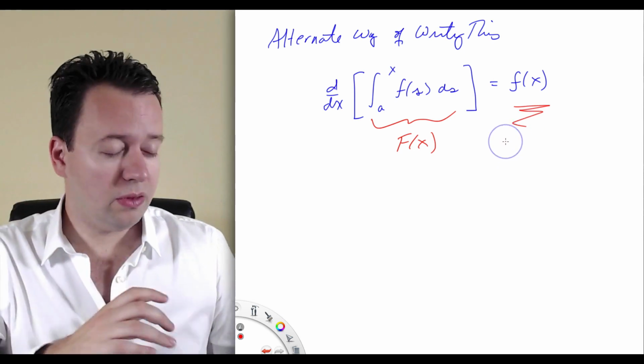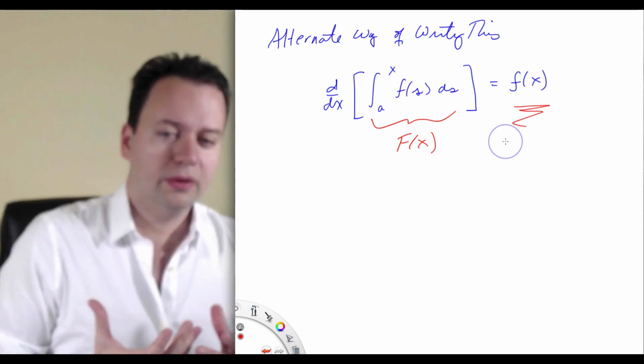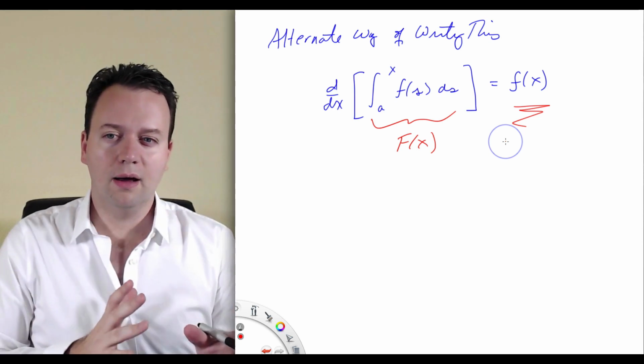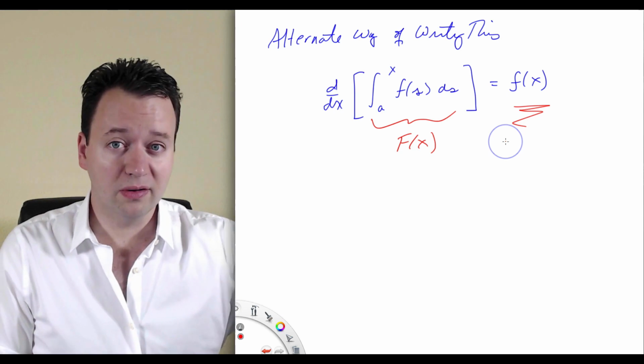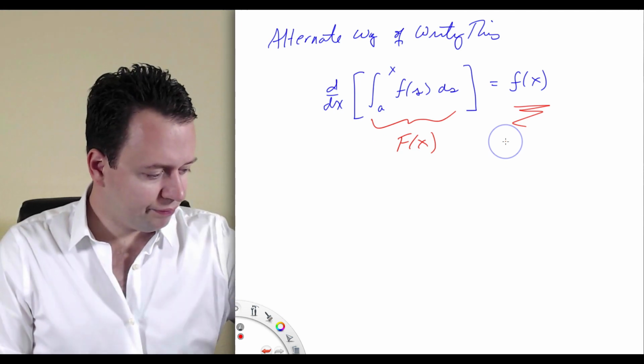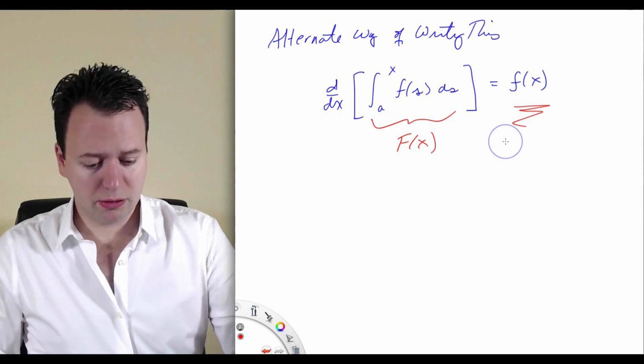So the second fundamental theorem of calculus really gives us an alternate way of expressing antiderivatives, and it's useful in a variety of situations. So let's look at why this is true.